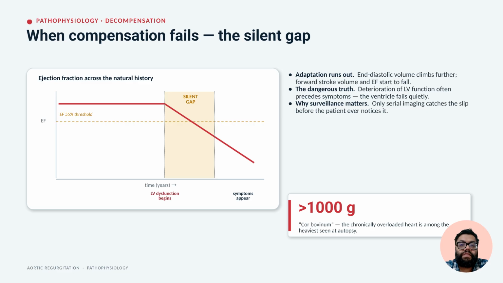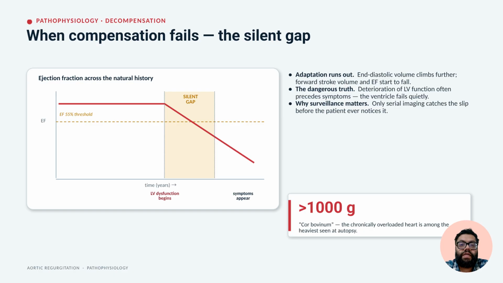Compensation is brilliant, but it is not infinite. And this slide is about the moment it runs out and the trap hidden in that moment. As the years pass, the adaptive machinery is overwhelmed. End diastolic volume keeps rising, and now the forward stroke volume and the ejection fraction begin to slide.